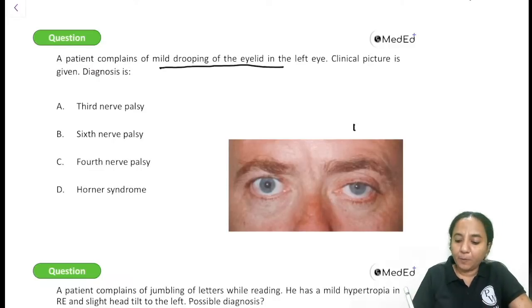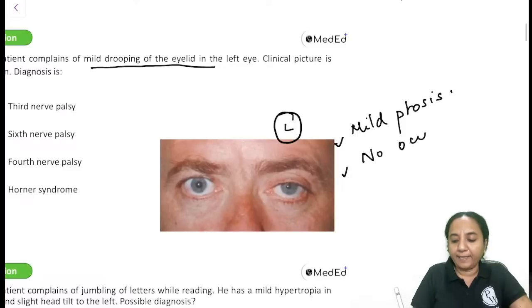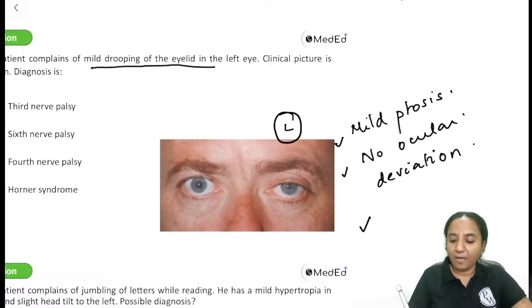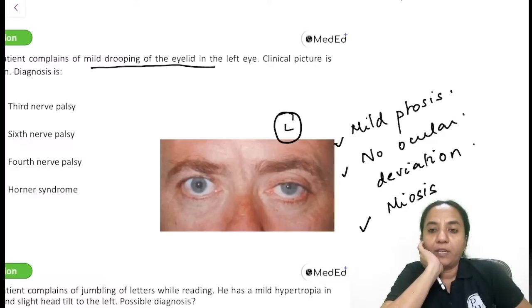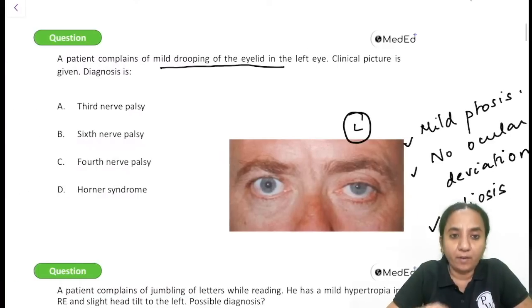So if we look at this picture, what do we see? We see that there is a mild ptosis, and it's also given in the question. There is no ocular deviation. The eye is straight. And what can we see about the pupil? If I compare it with the pupil of the right eye, we see that there is miosis, that is, the pupil is constricted. So there is a mild ptosis, there is no ocular deviation, and the pupil is constricted. So this is actually Horner syndrome.